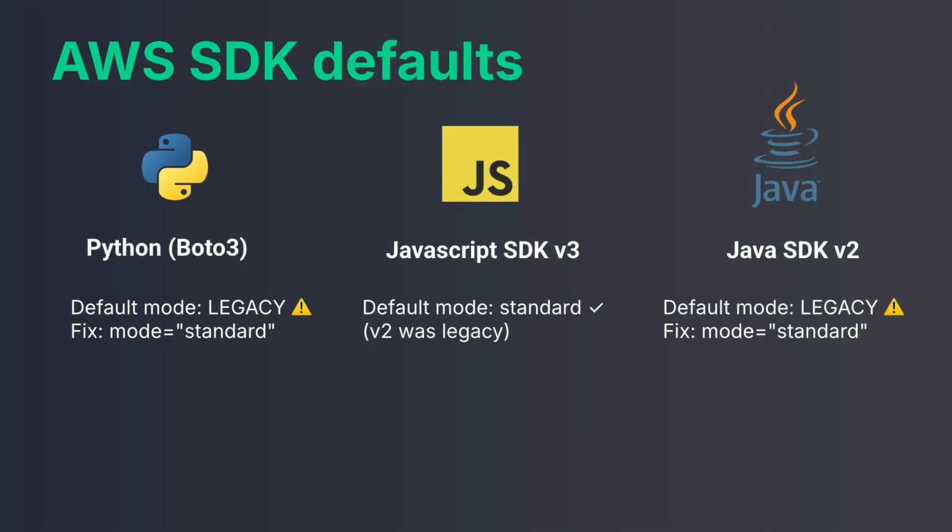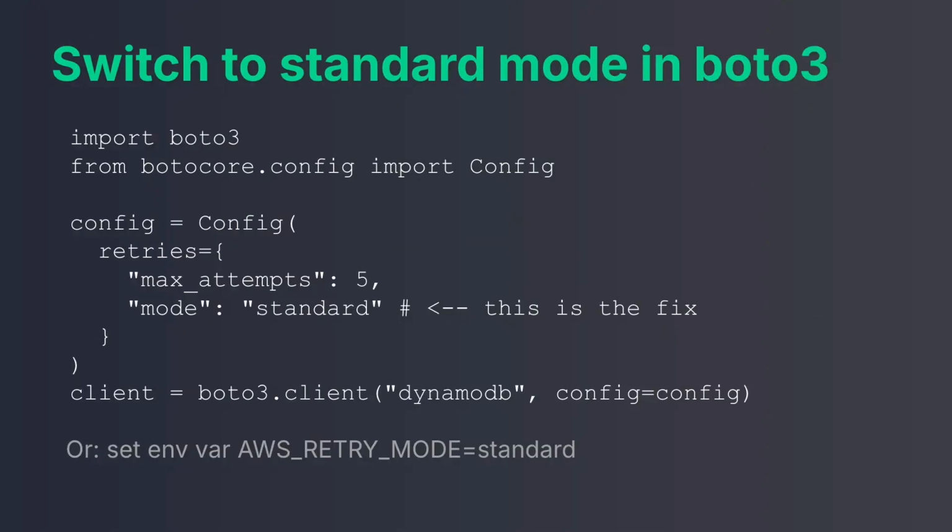Boto3, the Python SDK. By default, Boto3 uses legacy mode. This means up to 5 retry attempts, inconsistent error detection, and no jitter. It's what most Python Lambda functions are running right now. Switching to standard mode takes one line of code, and I don't see a reason why you wouldn't do that. Another way to enable standard mode in Python is to set the environment variable AWS_RETRY_MODE to standard and apply this mode globally across all different clients.